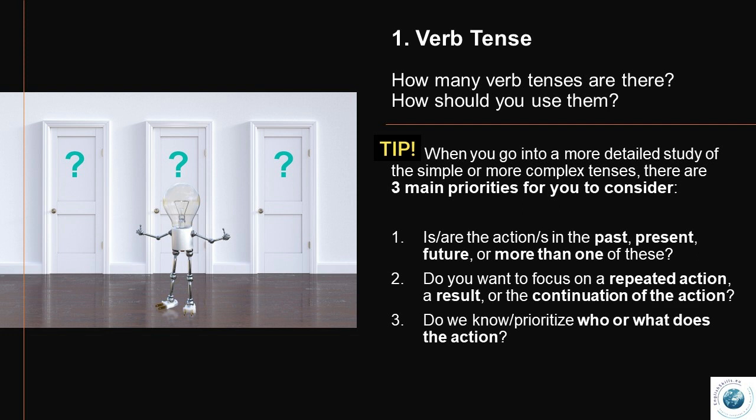English skills tip. When you go into a more detailed study of the simple or more complex tenses, there are three main priorities for you to consider. Consideration 1. Is the action in the past, present, future, or more than one of these? Consideration 2. Do you want to focus on a repeated action, a result, or the continuation of the action? Consideration 3. Do we know or prioritize who or what does the action?